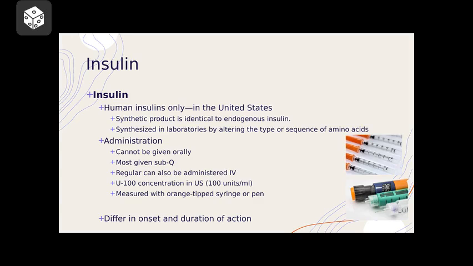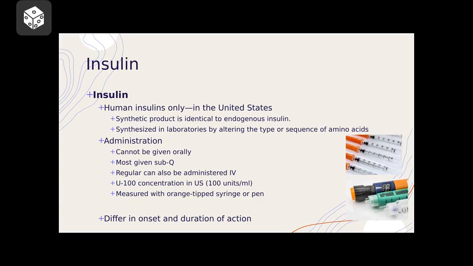Most of the time we're giving it sub-Q, subcutaneously, because it has a special concentration, right? That U100 concentration. So 100 units of insulin per milliliter of insulin. We use a specific syringe when we're drawing up from a vial. Those orange capped syringes you see in the top picture there, or we use a specific insulin pen, which you see in the lower part there. Depending on where you work, it depends on which one you're going to see.